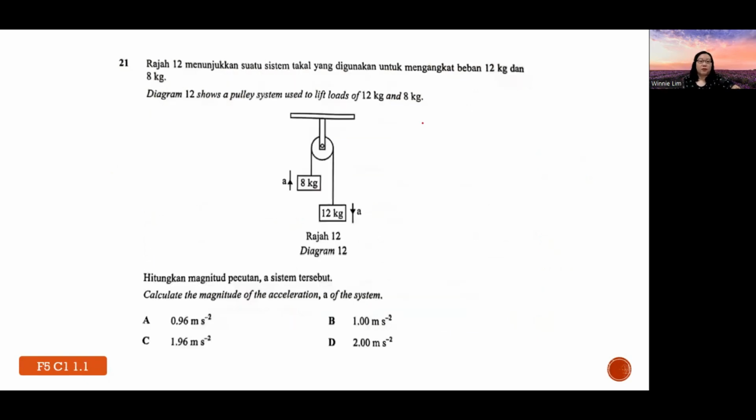Question 21. Okay, this is from the Form 5 question, chapter 1 on resultant force. Diagram 12 shows a pulley system used to lift loads of 12 kg and 8 kg. Calculate the magnitude of acceleration a of the system.